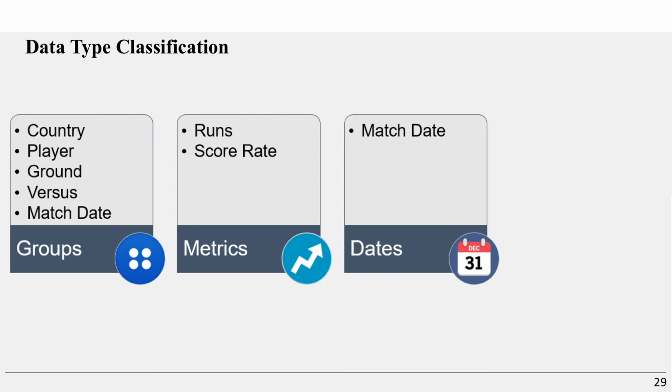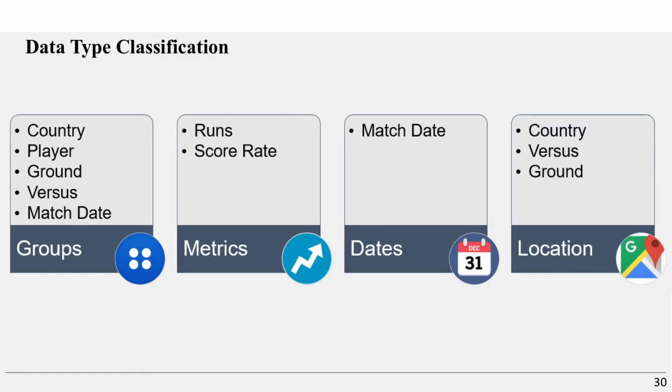Under the type dates, we have match date. Under location columns, we have country, ground and versus. Remember, versus indicates the opponent, which is also a country name. If you carefully observe all the columns, we do not have any proper text column, but an analyst might choose to do some text mining analysis using player name. Since the URL column cannot be categorized into any of these types and it is also not very useful for analysis, we can ignore this particular column.